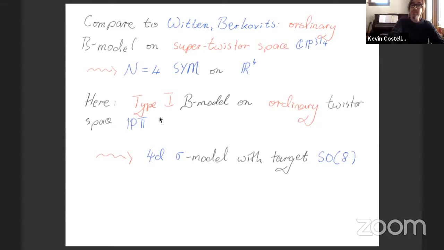Here we're taking the B model on the ordinary twistor space, but the type 1 B model, and it's going to be related to the sigma model with target SO8.